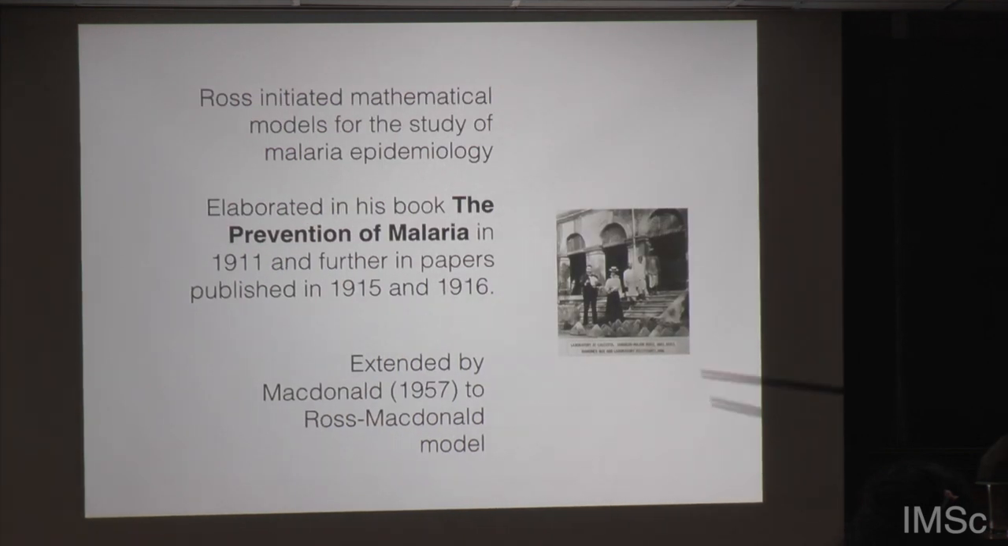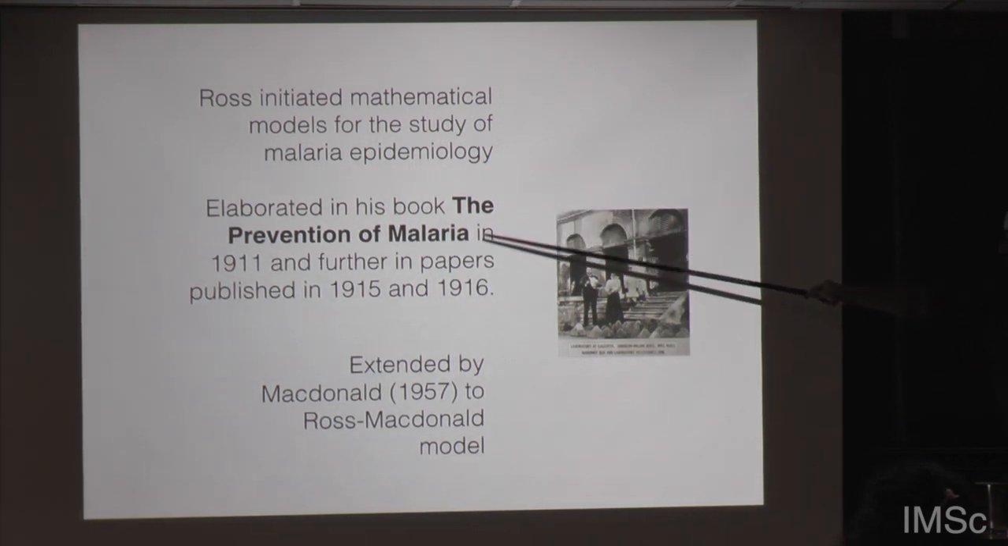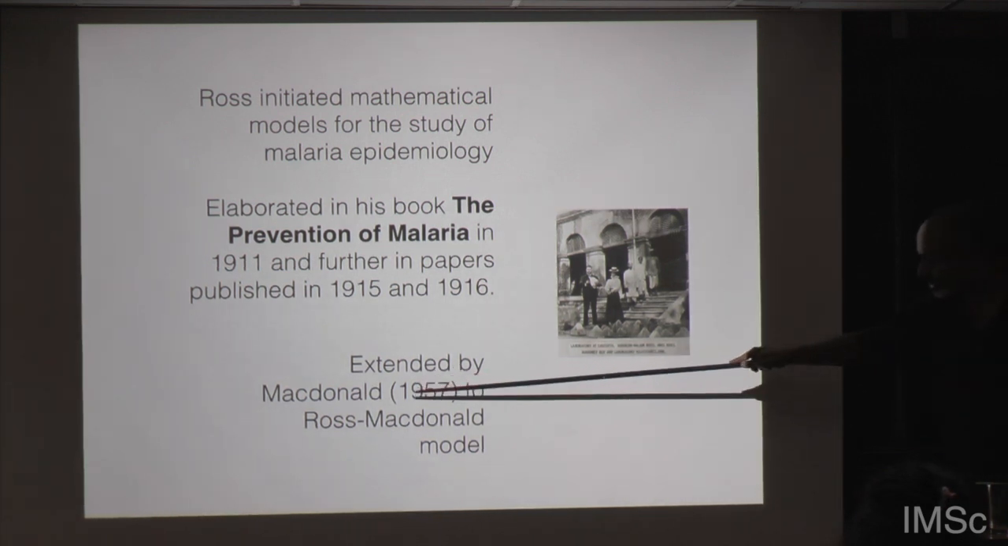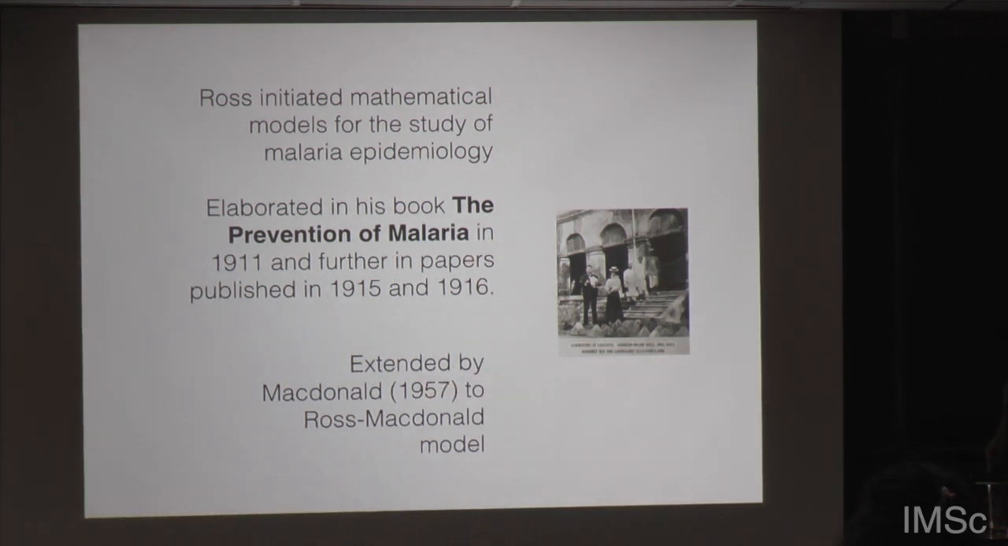So, although Ross got the Nobel Prize for the life cycle of the malarial parasite, Ross always thought that his most important work was mathematical epidemiology. So he wrote down a couple of simple models for how vector-borne diseases work. And some of these he explained in a book called The Prevention of Malaria in 1911, etc., etc. And this was extended by MacDonald in 1957 to what's called the Ross-MacDonald model for malaria.